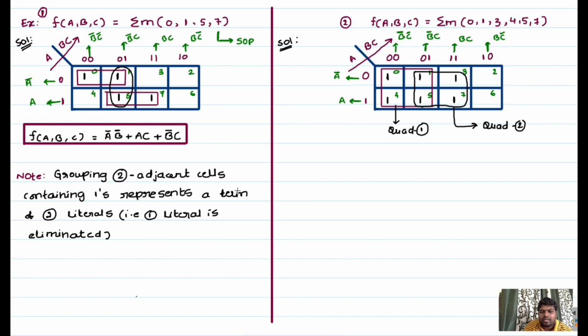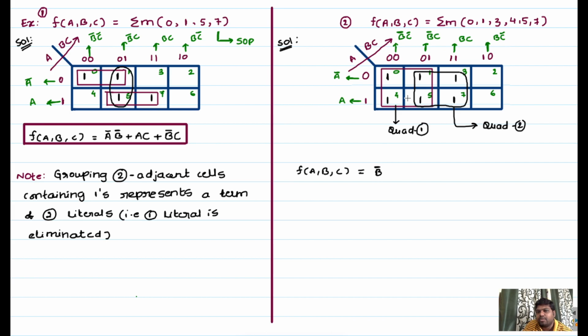So now I am writing here f of a, b, c equals, first, this quad. What are the common elements we can observe for this entire quad? So a bar and a, so a is not common. If you observe the column related product terms, here we have b bar c bar and here we have b bar c. Out of these two product terms, what is the common element? B bar is the common element. So you can write here B bar.